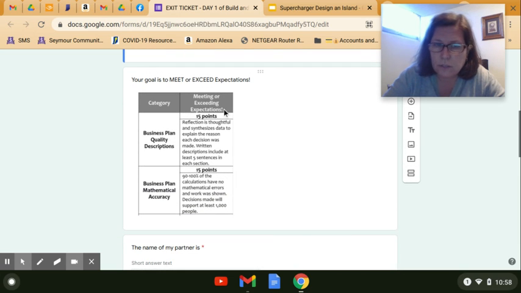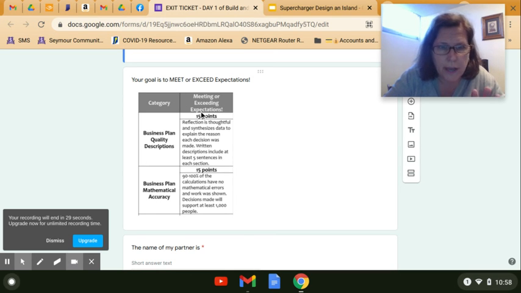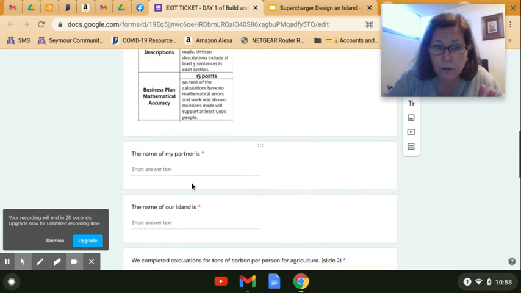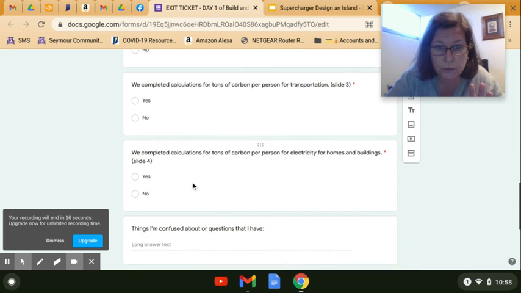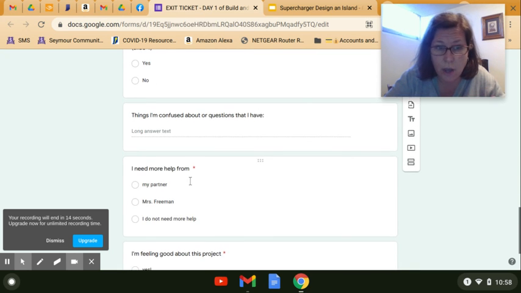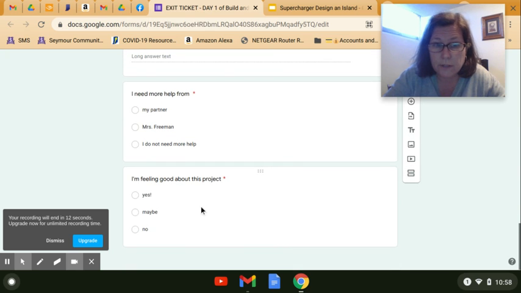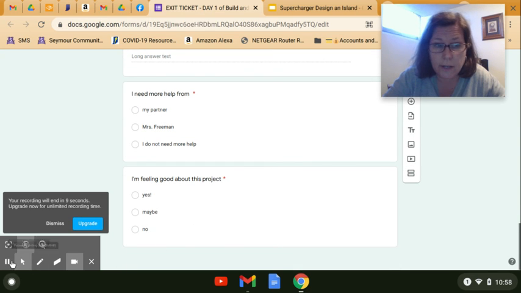And here's the part of the rubric for this segment. When you look at a rubric, you should be looking at meeting or exceeding expectations, and you should read through that. That's what your goal is. Then you're going to fill out the rest of this, each of you, and turn it in, and this will help me figure out what I need to do better to make it go better the next day. All righty. So there's day 1.